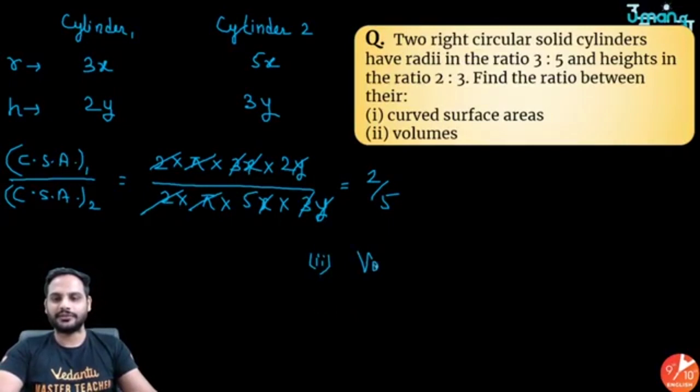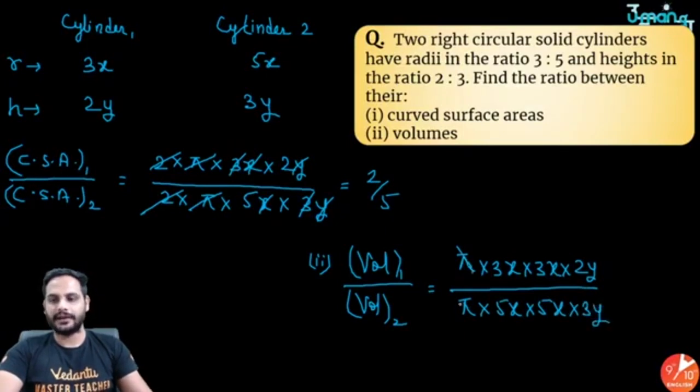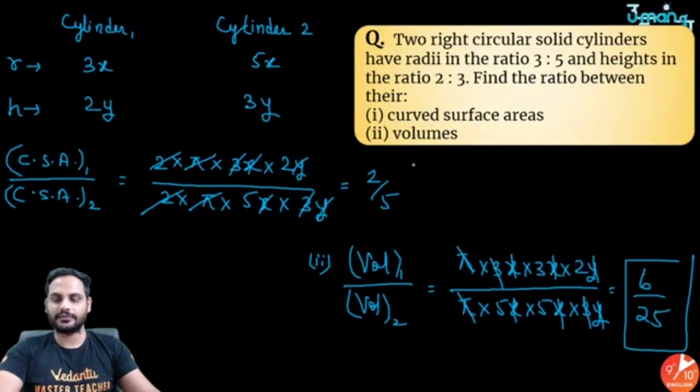For volume, so volume of cylinder 1 upon volume of cylinder 2. Volume formula is pi r square h. So pi into radius 3x into 3x into height 2y, divided by pi, radius is 5x for the second cylinder, pi r square into h. So pi to pi cancelled, x to x cancelled, x to x, y to y cancelled. In the numerator we are left with 3 into 2, 6, in the denominator 5 into 5, 25. So the ratio of the volume is 6:25.